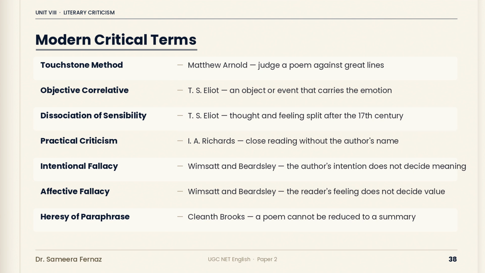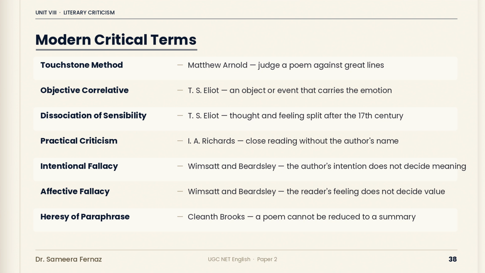I.A. Richards gave practical criticism, that is, close reading without knowing the author's name. Wimsatt and Beardsley gave the intentional fallacy, meaning the author's intention does not decide meaning, and the affective fallacy, meaning the reader's feeling does not decide value. And Cleanth Brooks gave the heresy of paraphrase, that a poem cannot be reduced to a summary.